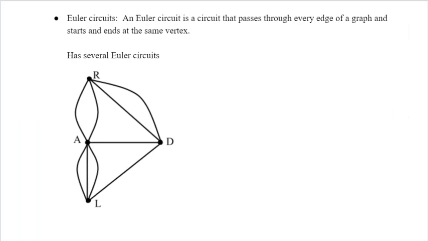Similarly, we can have Euler circuits. An Euler circuit is a circuit that passes through every edge of the graph exactly once and starts and ends at the same vertex. Again, we will talk about what graphs have Euler circuits in the next video. But this graph does have several Euler circuits. You can play around and see if you can find one.